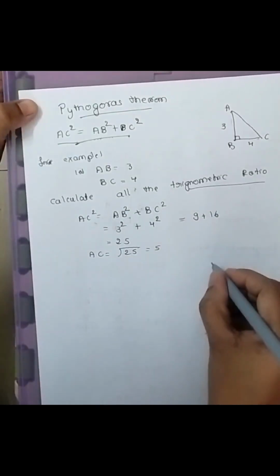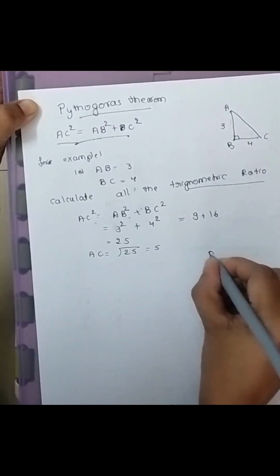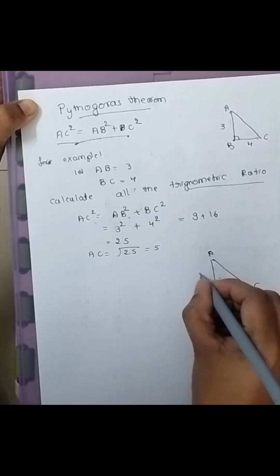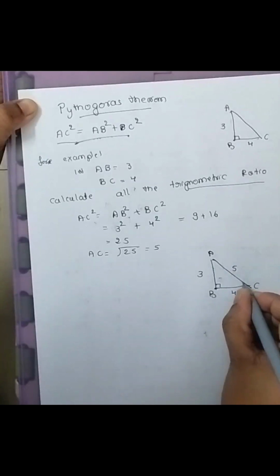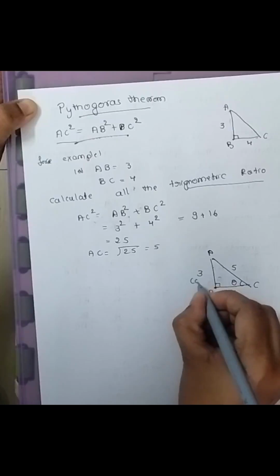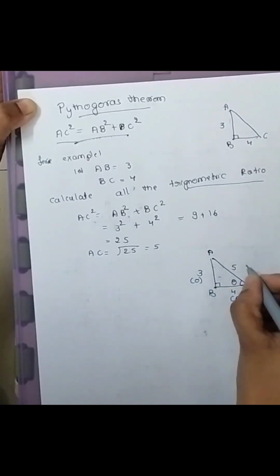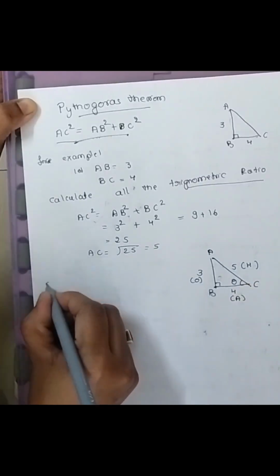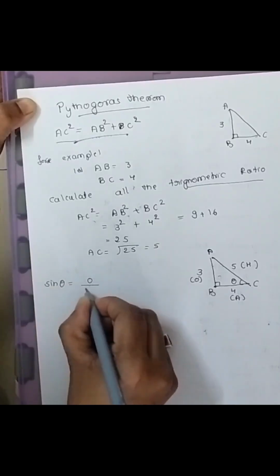So now we'll rewrite the figure with the obtained dimensions A, B and C. So this is 3, this is 4 and this is 5. So if C is the angle theta, so what is the opposite? So this will become your opposite and this BC side will become your adjacent, and the 5 will become the hypotenuse.